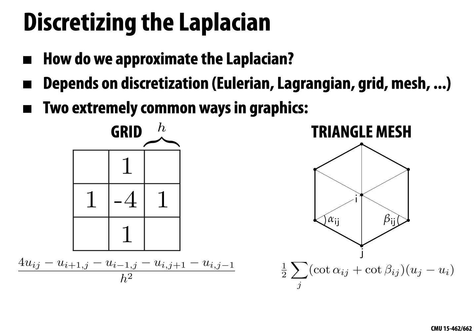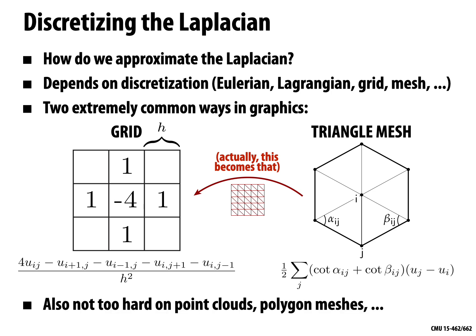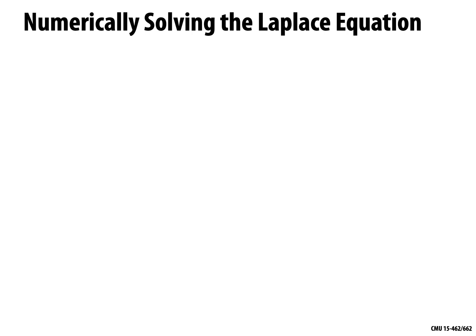Interestingly enough, if we have a very special triangle mesh, which is just a regular grid split along diagonals, this formula will become exactly our grid formula. So all of these things do fit together. It's also not too hard to cook up Laplacians for point clouds and polygon meshes and other kinds of representations of geometry that we talked about earlier in the class. Okay, so now that we know how to discretize space, how do we go ahead and solve some of these model equations?